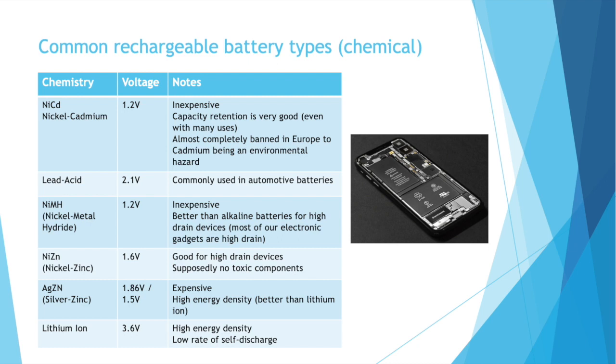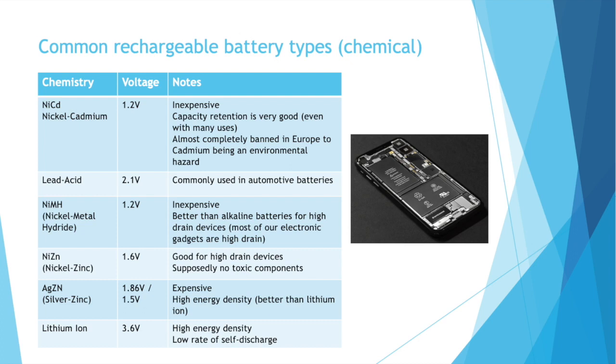And of course, lithium ion coming in at 3.6 volts. These are probably the most well-known batteries today. They have high energy density and a low rate of self-discharge, meaning if you charge up the battery, it can sit there for a while and still have the same level of charge.